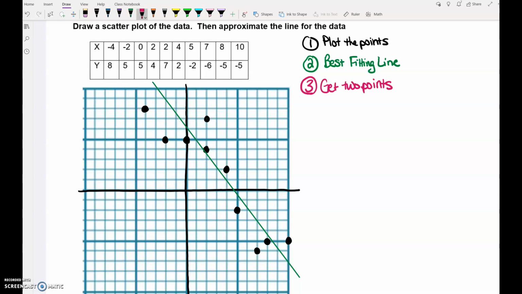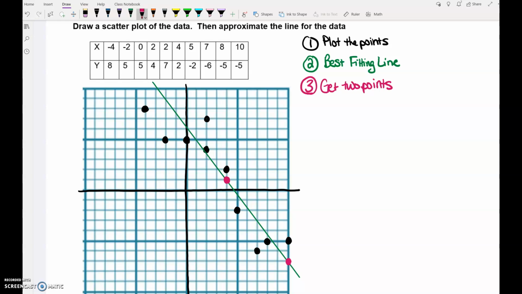So you want to look down your line and see if there's any places where your line perfectly goes through something that would be easy to find the coordinates of. I've got one right here. Where else? And your second point, you want it to be kind of farther away from your first point. I've got another one right there.